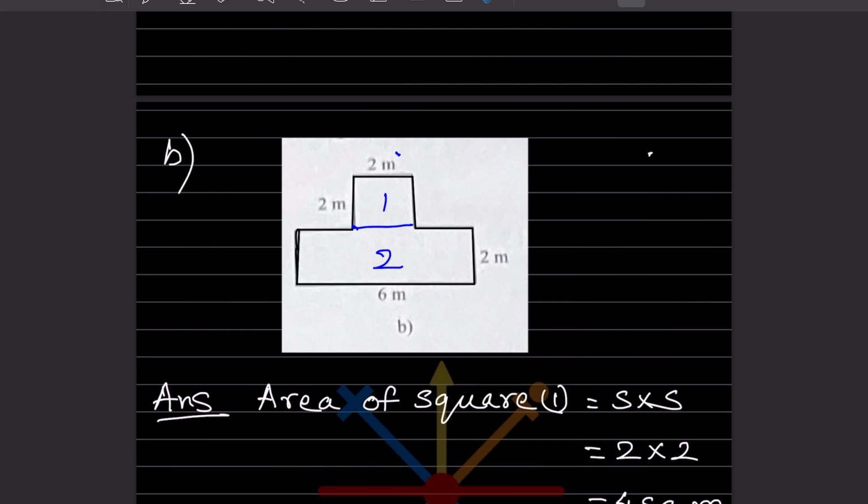So area of square, that is this one. So this is a square, so that will be 2 into 2. This is 2 and this is 2. 2 into 2, that is going to be 4 square meter.